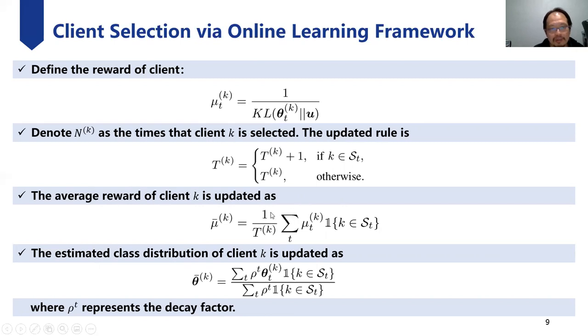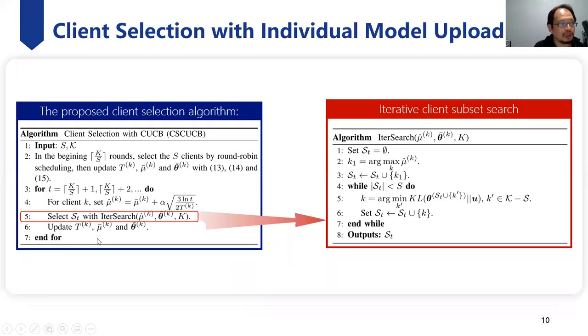So every time you update client K, there is the average reward, and then the estimated class distribution of client K is also updated by that. And then this variable represents the decay factor. So if things take too long, of course, there is a possibility of being subject to the decay, and then we have a decayed average. So we have to calculate for every major parameter. And then how does that work with the algorithm?